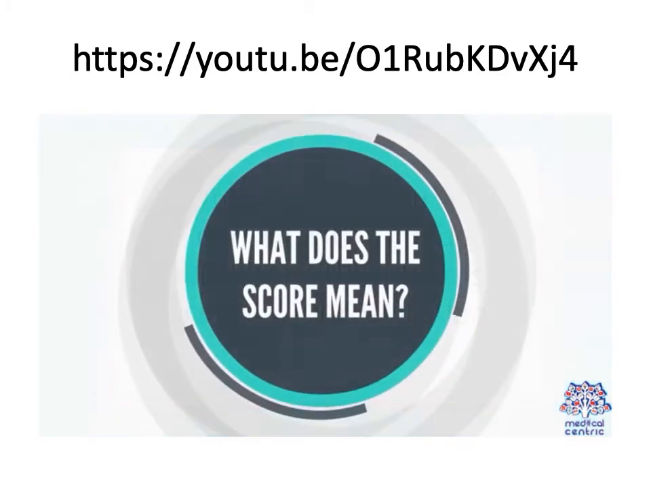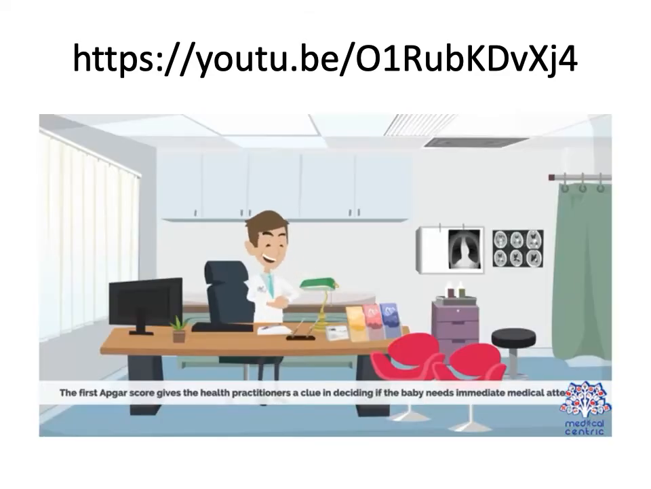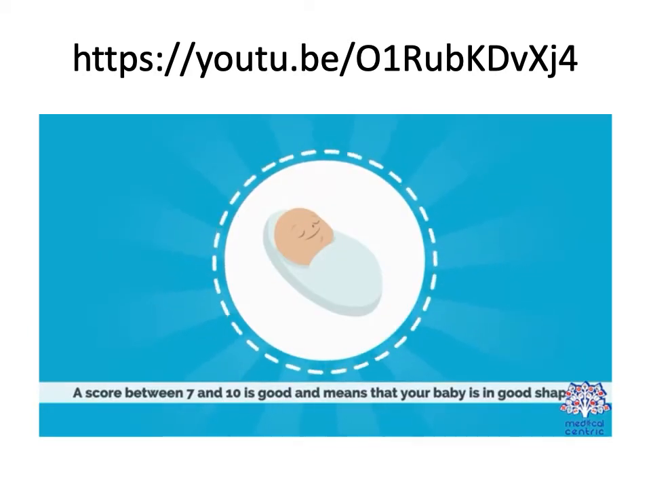What does the score mean? The first Apgar score gives the health practitioners a clue in deciding if the baby needs immediate medical attention. A score between 7 and 10 is good and means that your baby is in good shape.